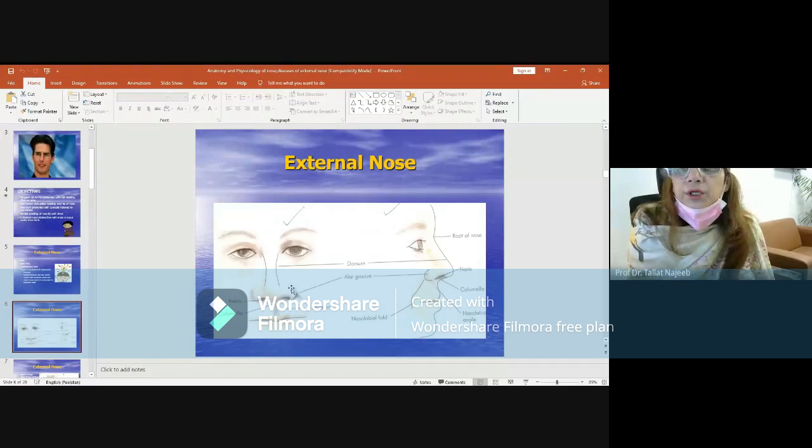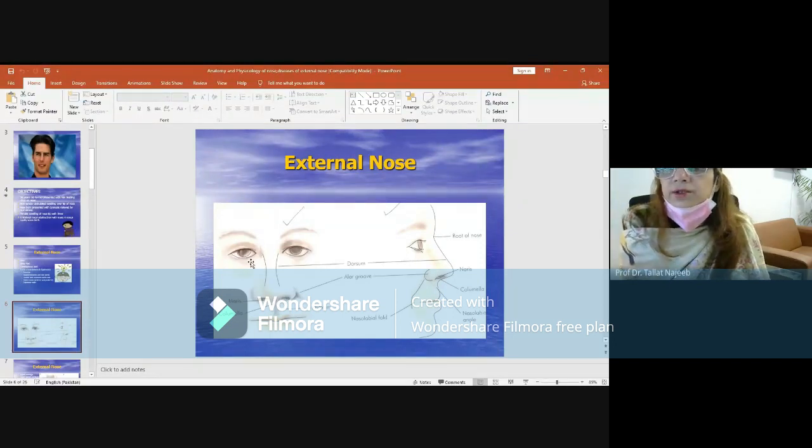This is the cephalic part of the nose and this is the caudal part of the nose. Whenever you are describing any disease, you can say it is present on the cephalic part of the nose or in the caudal part of the nose. This is anterior, this is posterior. This is the tip and this is the root of the nose.